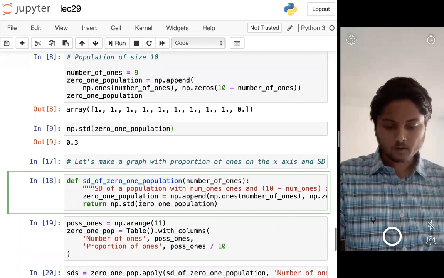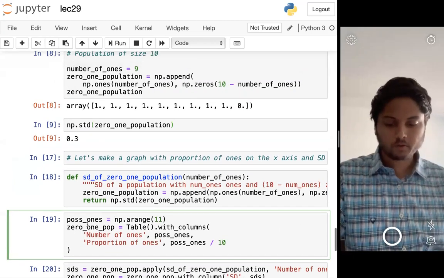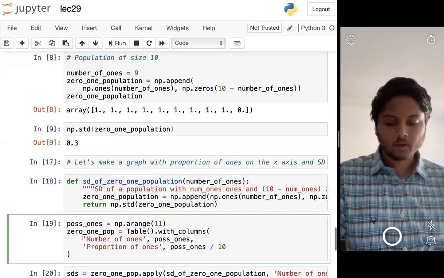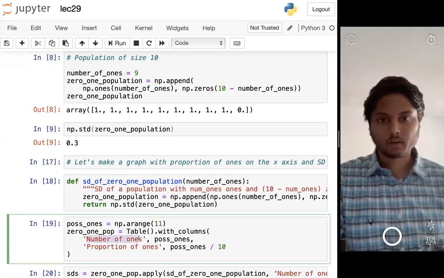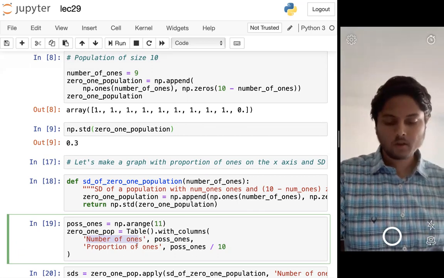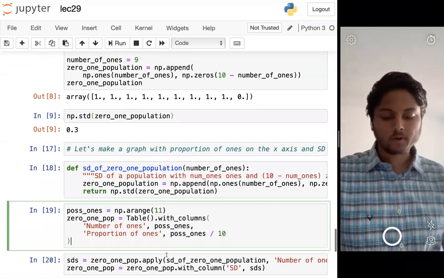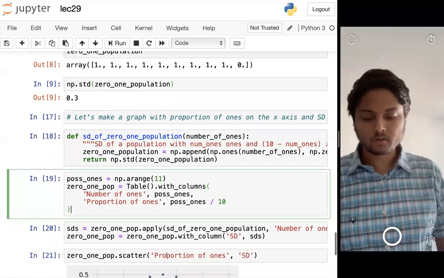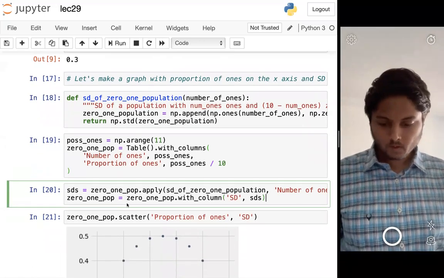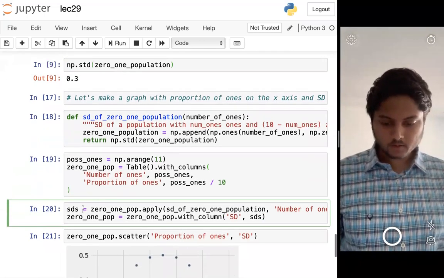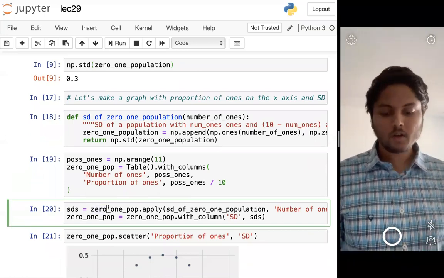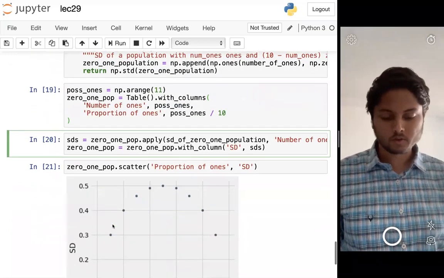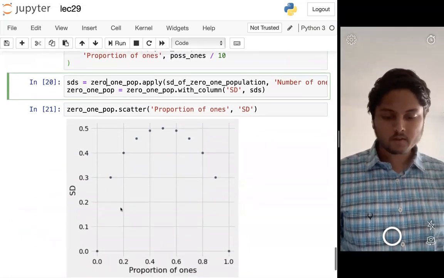And then next, we'll create a table that's going to store the number of ones. We're going to have a bunch of different values of the number of ones that we want to try, from 0 ones all the way up to 10 ones. Then we'll check the proportion of ones that are there, and we're also going to have the standard deviation. Essentially, we'll calculate the standard deviation of each of those different populations, and then we'll make a scatter plot with the results. In the end, this is essentially what we get.